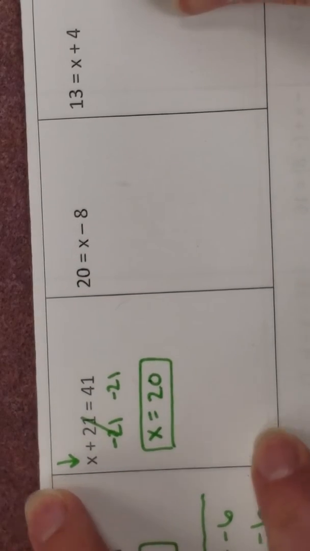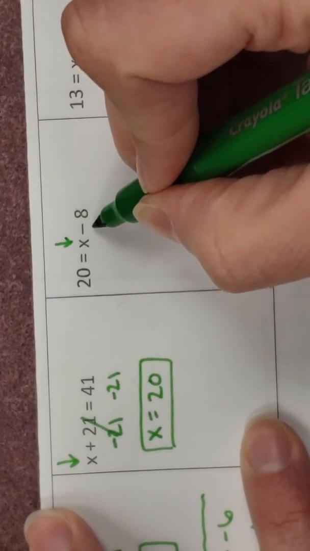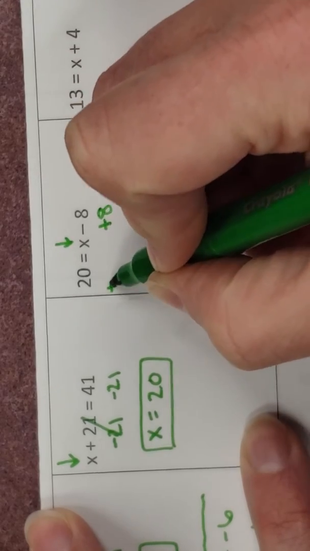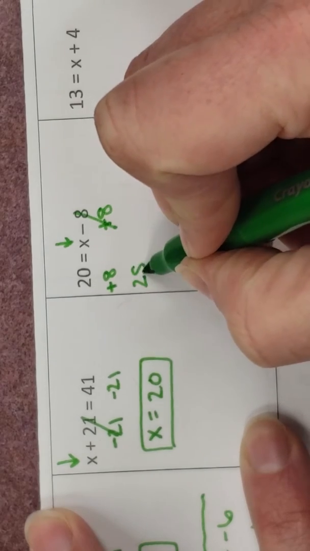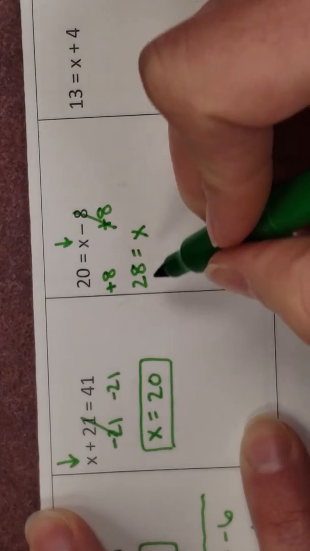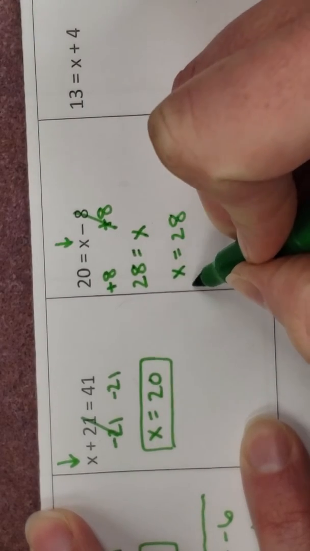Here we have a variable on the right side. X is now with a negative 8. The opposite of a negative 8 is a positive 8. And again, what I do on one side, I do to the other. So 20 and 8 make 28. That equals x. Another habit to get into is to always write the variable first, like so.